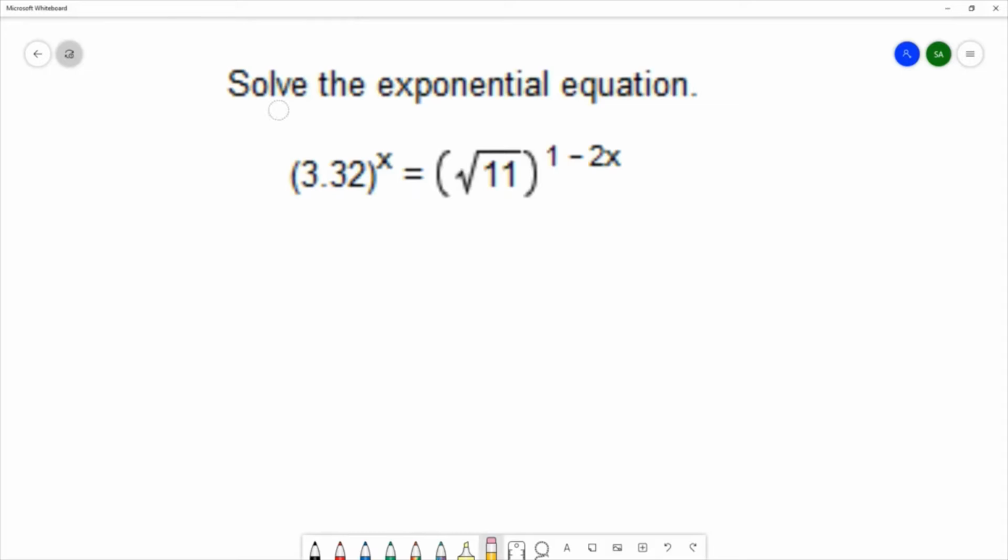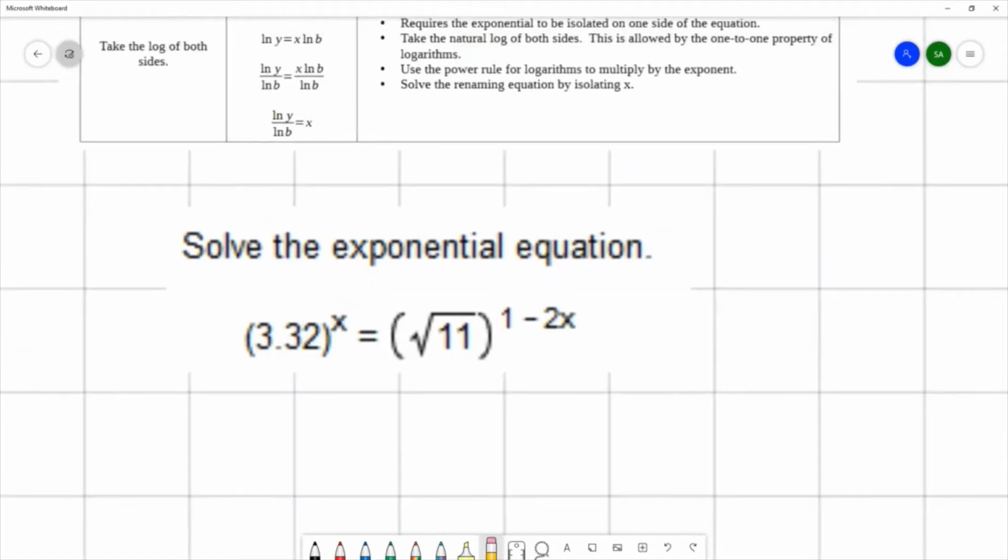On this question, we want to solve the exponential equation 3.32 to the x equals square root of 11 to the 1 minus 2x power. Before we start solving this equation, let's take a look at the methods that we typically use.